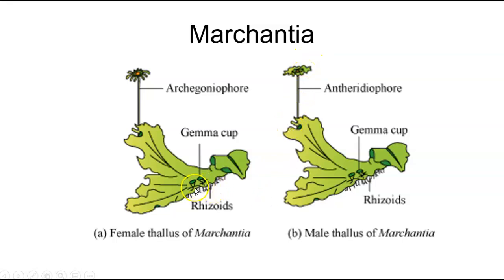And then you're going to see the structures on top of the thallus. They're sort of like cups. These are called gemma cups. We'll talk about them in a little bit. The gemma cups are important for asexual reproduction. So these structures here are important for sexual reproduction. And these little cups here are important for asexual reproduction. And then if you look underneath the thallus, you're going to see these root-like structures called rhizoids. We don't call them roots, but they pretty much serve the same type of function. So instead of calling them roots, we call them rhizoids.